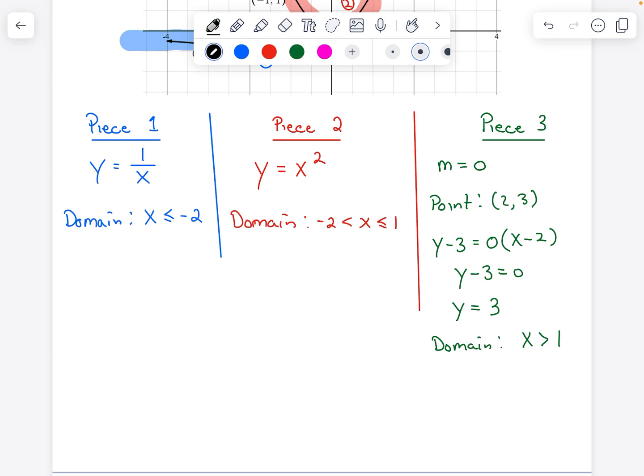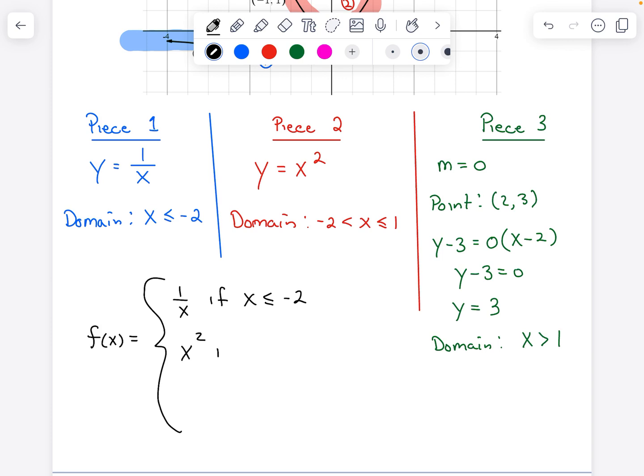Okay, so now that we have a rule and domain for each piece, I'm going to put all of them together to create the rule for the entire piecewise defined function. So we have f of x is equal to 1 divided by x if x is less than or equal to negative 2.